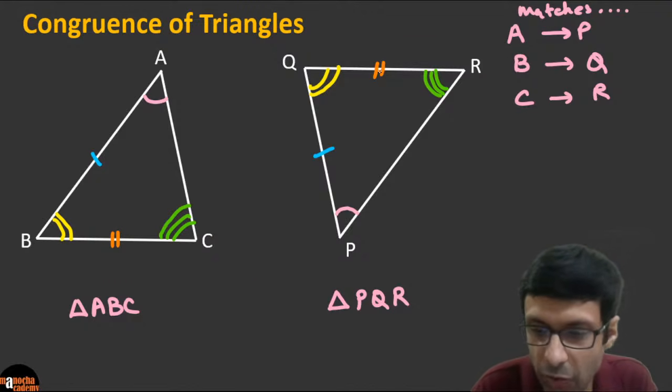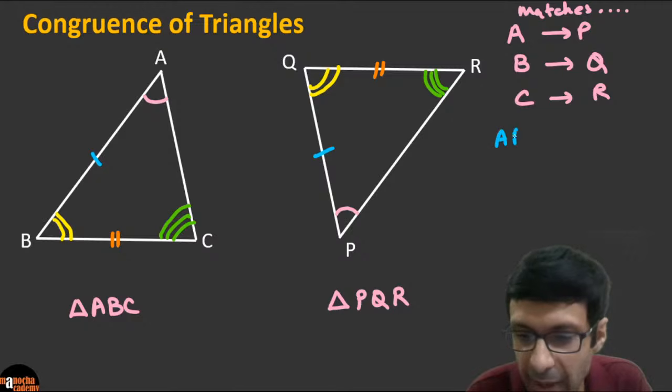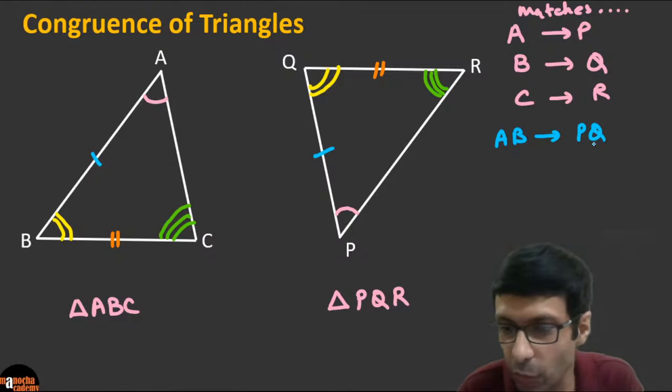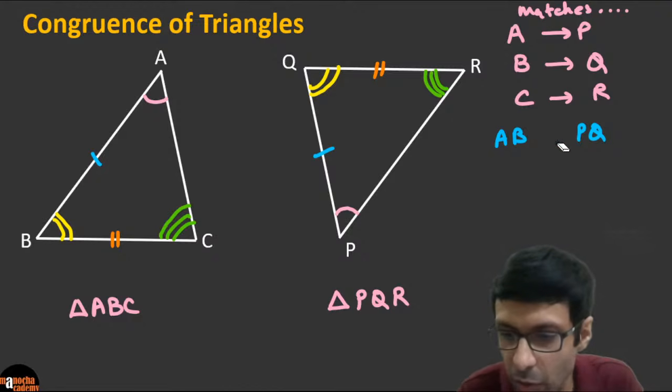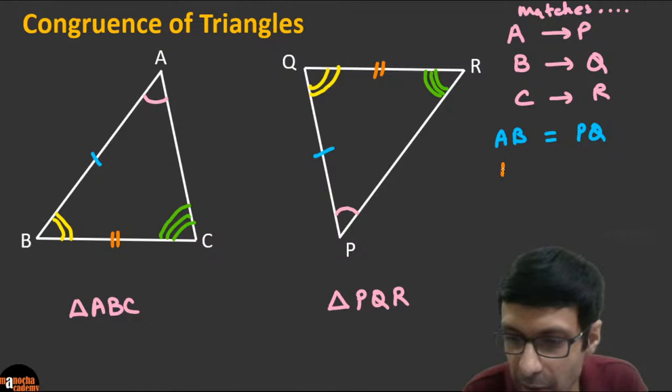So let's write that down. Our side AB corresponds to PQ, so these sides are equal. Similarly, BC is equal to QR, right, guys?